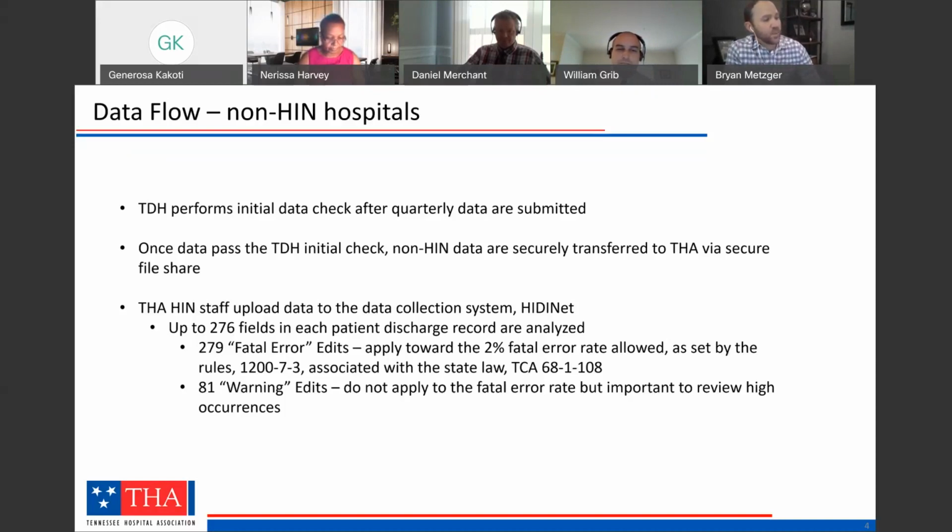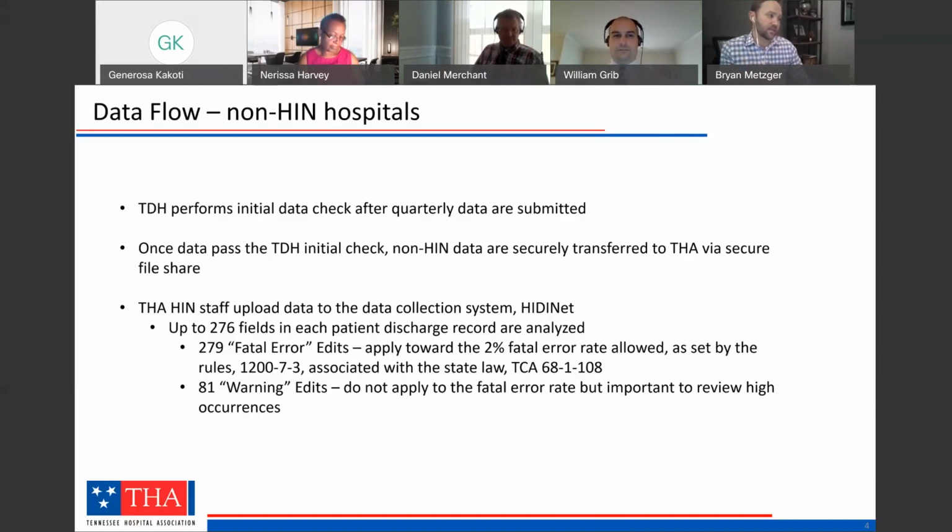To give you a little bit of a sense of what HeidiNet is doing, on each individual claim that is submitted, it's analyzing the 276 plus fields on that claim to meet certain criteria. We have a total of 279 different, what we call, fatal error edits. Essentially, what we're doing is looking at a specific field in the database and saying it needs to meet a certain criteria.